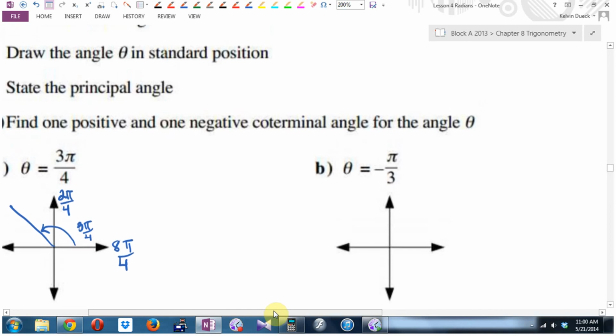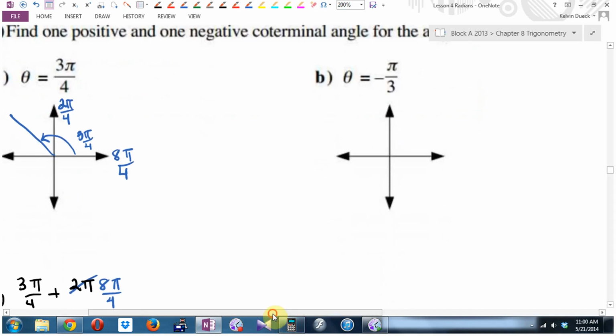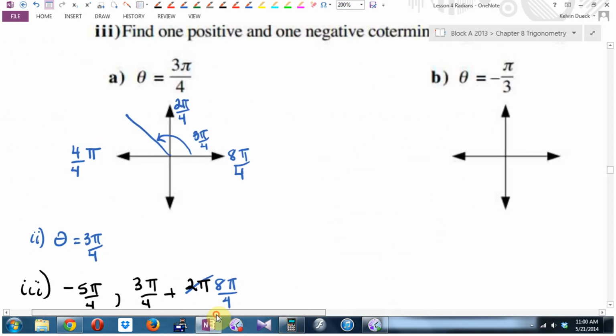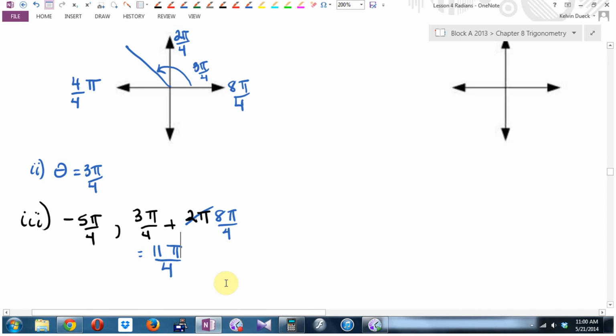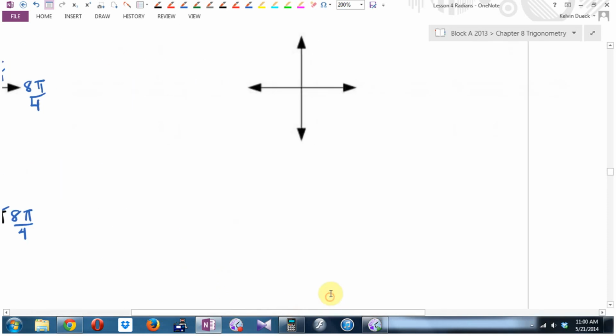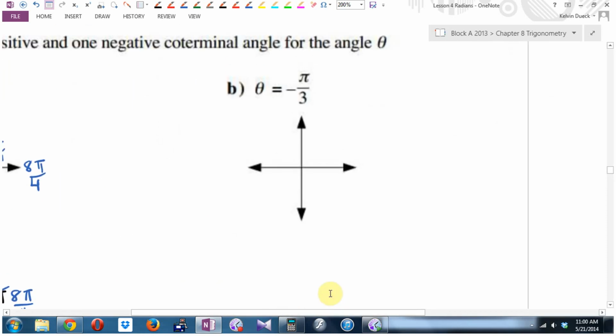So it said, state the principal angle. We did, 3 pi by 4. Find one positive and one negative coterminal angle. Negative 5 pi by 4, positive 11 pi by 4. You're going to end up in the same spot. B.